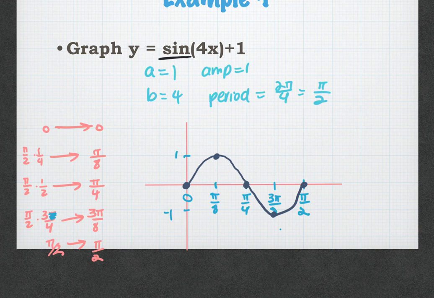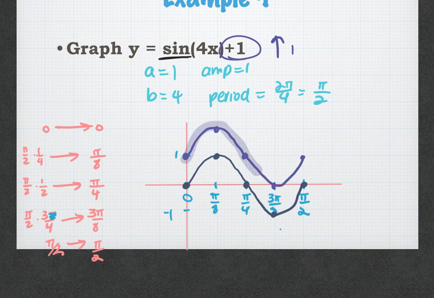Now the +1 this time tells you I'm shifting everything up one place. If it was a -1, I'd shift it down. If it's a +1, I shift it up. And it's not in the parentheses. That's the difference. So I'm going to take all my coordinate points and shift them up one place. And that curve is your answer.